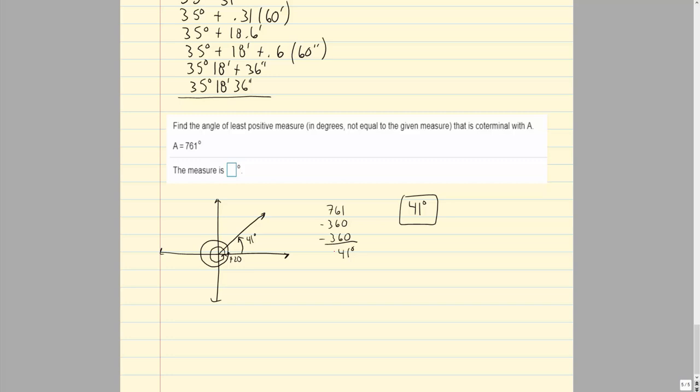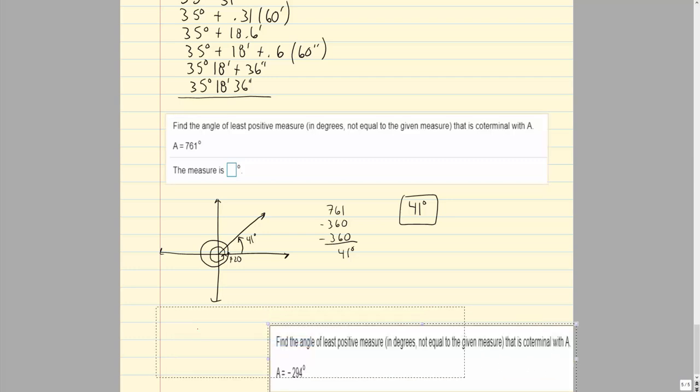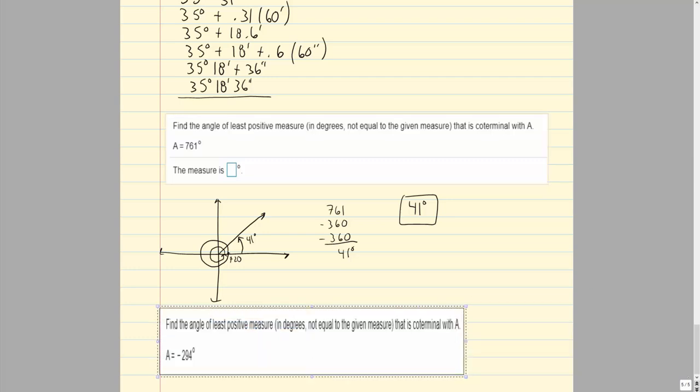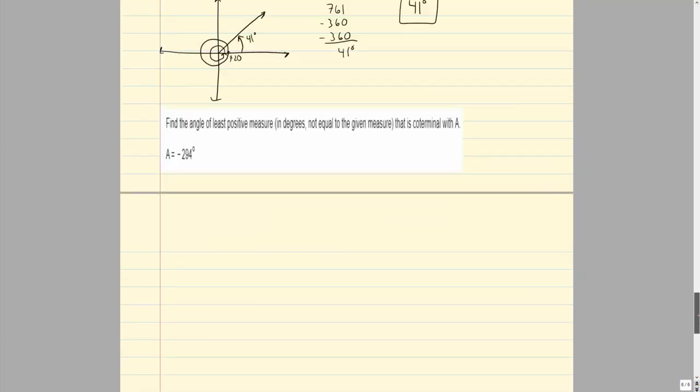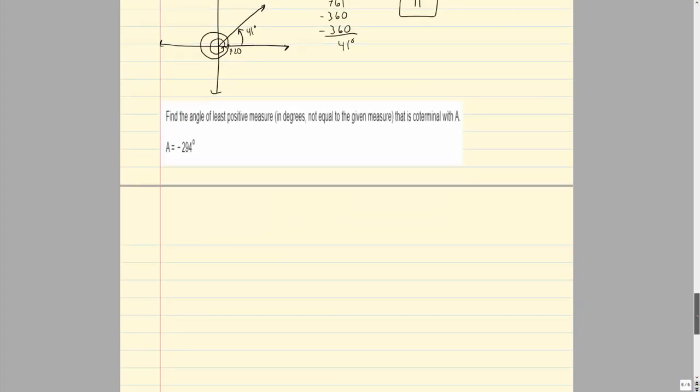Now there's also other problems that we can solve that are similar to this. We could be looking at problems with negative angles. So for this one, we're saying find the angle of least positive measure, so we have to have a positive measure angle that is coterminal with A. Well, first of all, to get started with this, we better graph negative 294 degrees to kind of give us a visual where we're at.